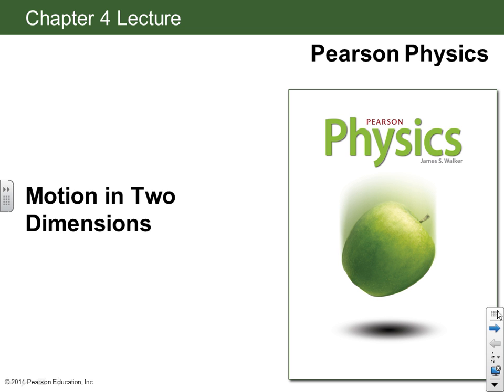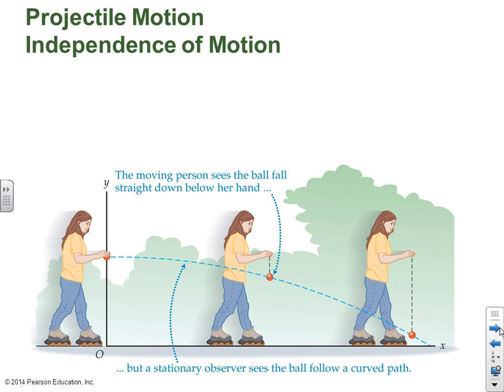Okay? So, using this picture, a girl on rollerblades has this ball in her hand, she drops the ball. Same idea. If she watches it, it would hit the ground right next to her foot where she dropped it from, straight down. But if we're watching it from the side, we would observe it moving along this curved path.